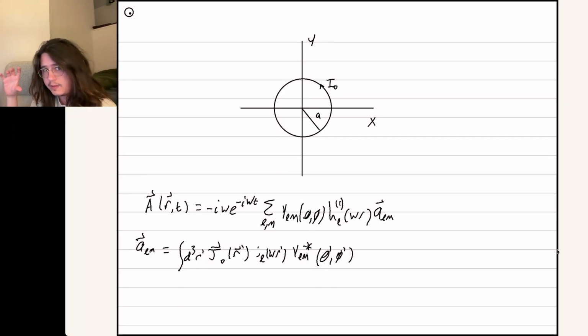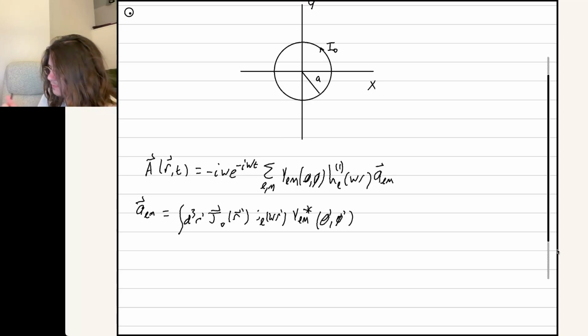We have a circular wire with a current of I naught and a radius of a, fixed in the xy plane, and we are going to calculate the electric and magnetic fields in the far zone due to this loop of current without making any approximations like the Hankel functions or the spherical Bessel functions. So we're just doing the entire vector potential expansion, which is a little bit of a pain.